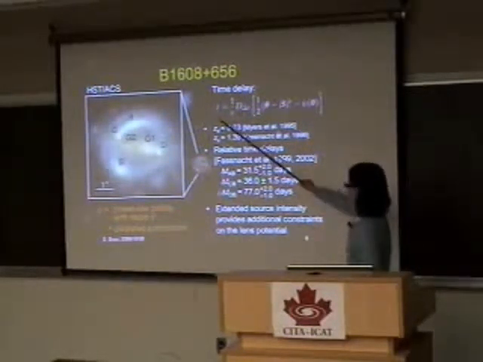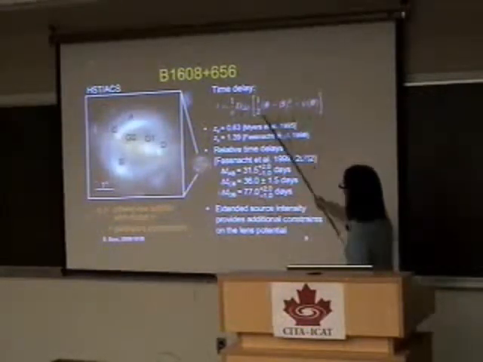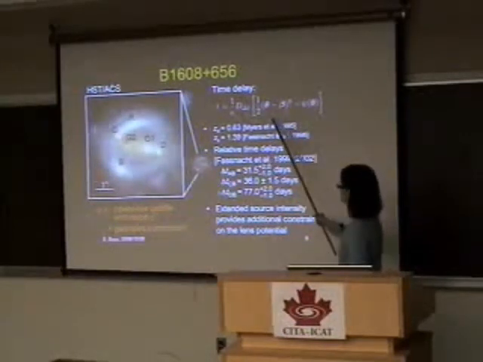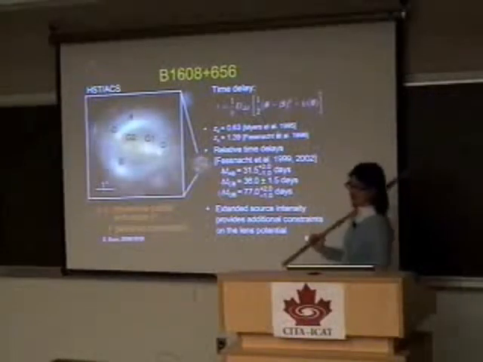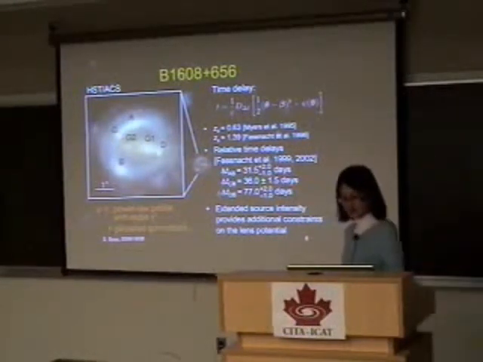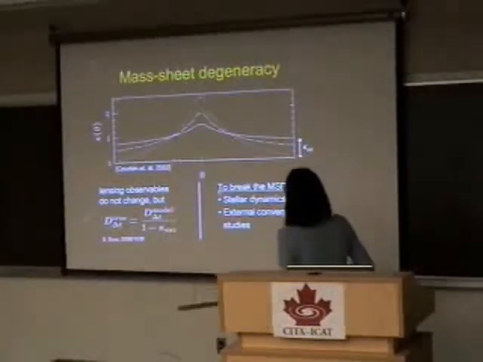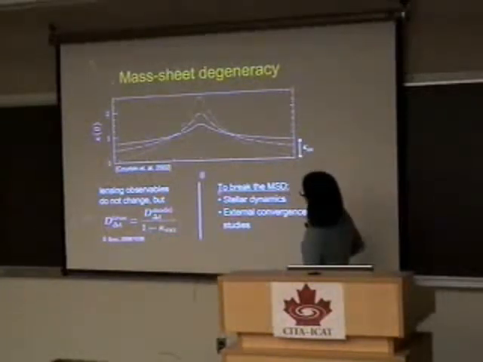So we have time delay. We also have the accurate lens potential. That's the Fermat potential here. We're in business to get the time delay distance. Well, not quite, because of the mass-sheet degeneracy. What is the mass-sheet degeneracy?